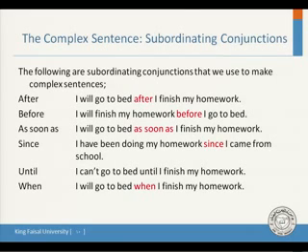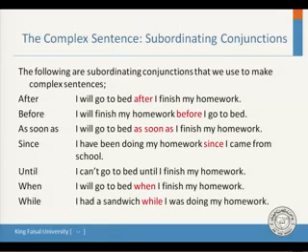And you can see also, in a complex sentence, we have two clauses. Remember this. Dependent clause and independent clause. In all of these examples, we started with the independent clause. So we don't have a comma. We don't have a comma here.